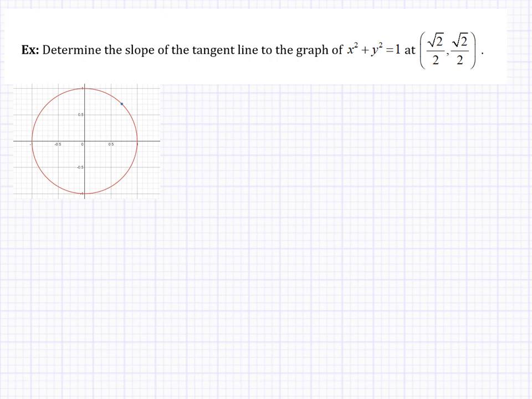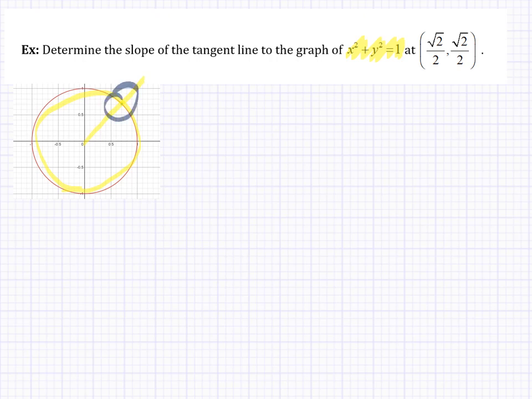So here's another example. Determine the slope of the tangent line to the graph of x squared plus y squared equals 1 at the point square root of 2 over 2, comma, square root of 2 over 2. Now, we should all know that x squared plus y squared equals 1 is the unit circle. Here's your graph of your unit circle. Square root of 2 over 2 is the point that the 45-degree line goes through.